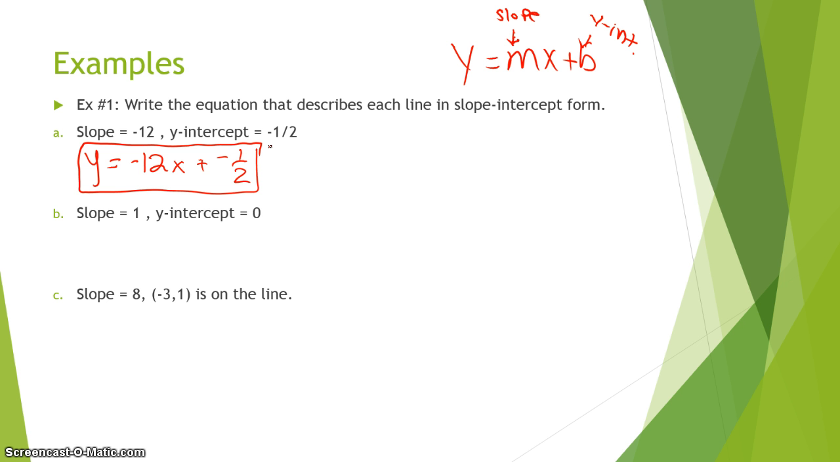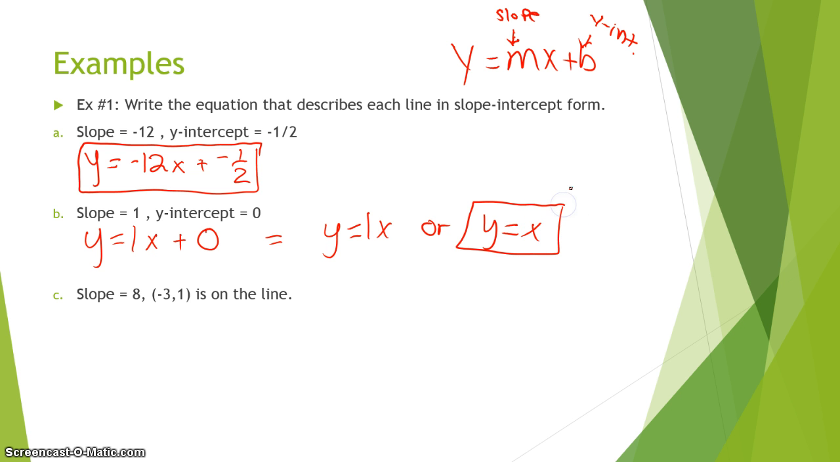The next one, we have a slope of 1 and a y-intercept of 0. So we are going to write y equals, my slope is 1, so 1 times x, plus my y-intercept is 0. We can write it like that, but we can actually simplify this because plus 0 is just nothing. So we can write this as y equals 1x or y equals x. This would be the final answer simplified down, given my slope and my y-intercept, putting it in the slope-intercept form and simplifying it.